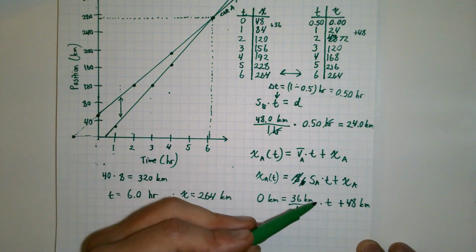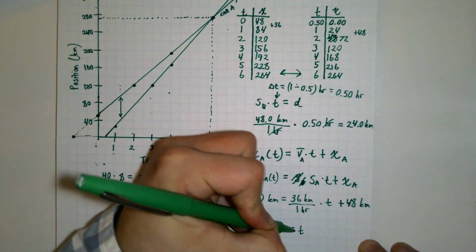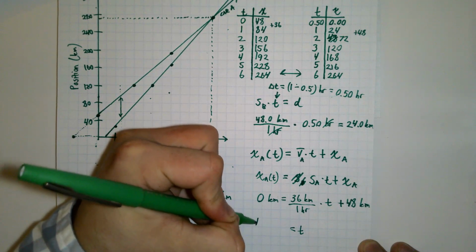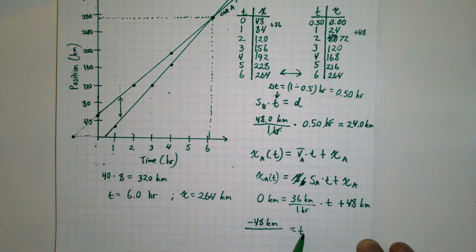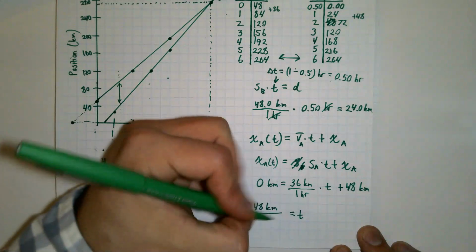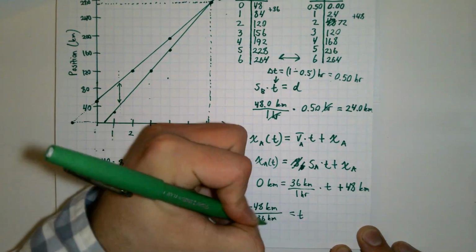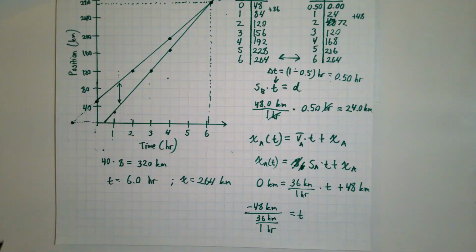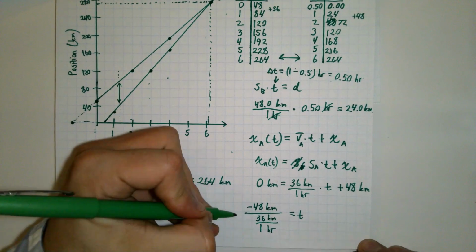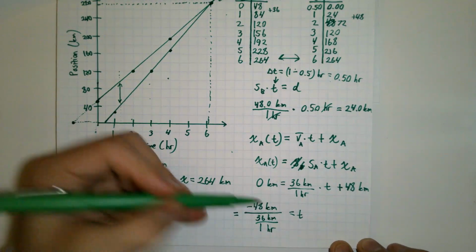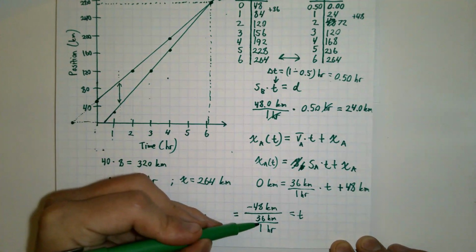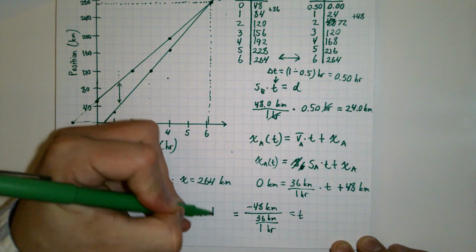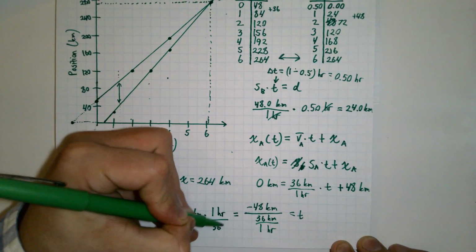All we need to do is get time by himself. To do that, we subtract 48 kilometers from both sides of the equation, getting t only having one friend left right here. And then if we divide by that 36 kilometers per 1 hour, this is the same thing as saying negative 48 kilometers times the reciprocal here, 1 hour over 36 kilometers.